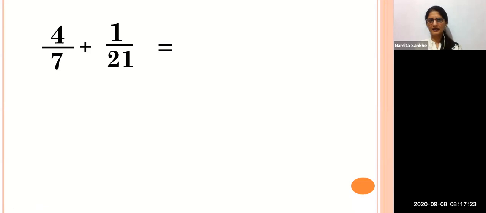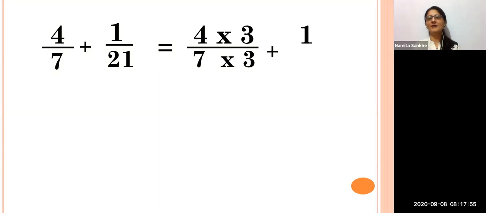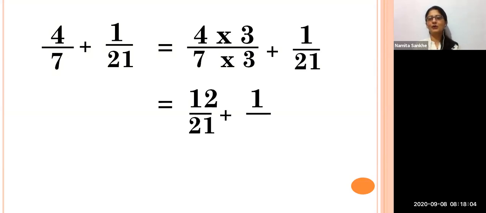Do you see any connection between 7 and 21? Table, teacher. Correct. The 21 number comes in the table of 7, I mean, 21 is a multiple of 7. So we will multiply the first fraction by 3, multiplying by 3 the numerator as well as the denominator, plus 1 upon 21, correct? So it becomes 4 into 3, 12, upon 7 into 3, 21, plus 1 upon 21.